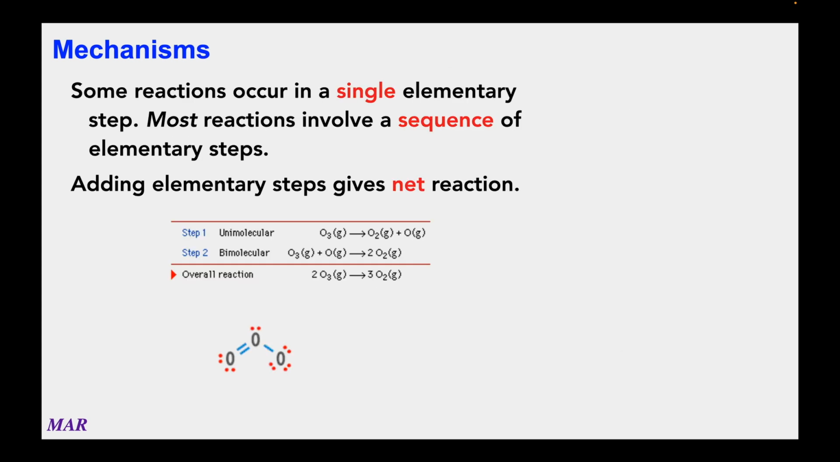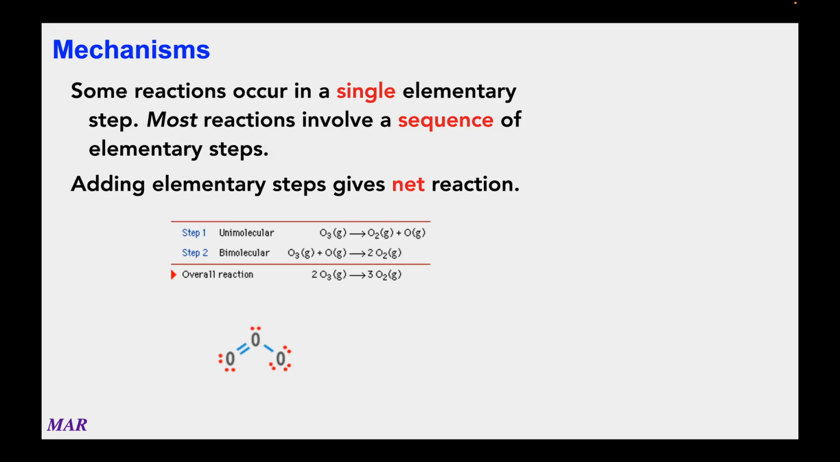Most reactions do occur in a single elementary step, but many reactions do have a sequence of elementary steps. And as an example of this, I want to show this mechanism here for how ozone decomposes. Two ozone O3 molecules break down into three oxygen molecules, and they feel this is a two-step mechanism. And if you look at those two steps, the first step is unimolecular. The ozone is breaking down to O2 and an oxygen atom. The second step is bimolecular. You've got another ozone reacting with the very reactive oxygen by itself to make two oxygens.